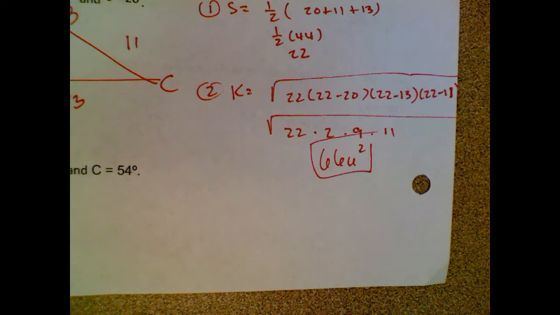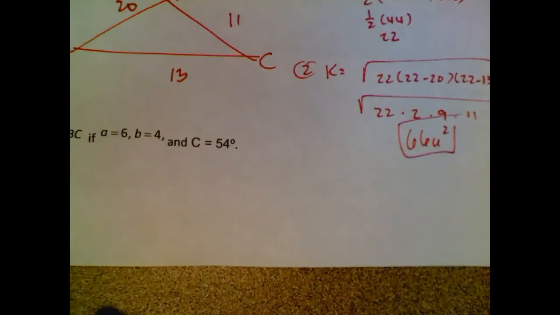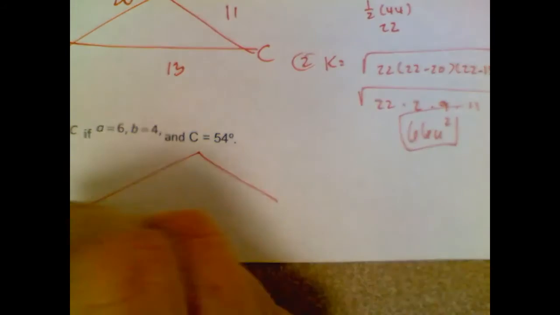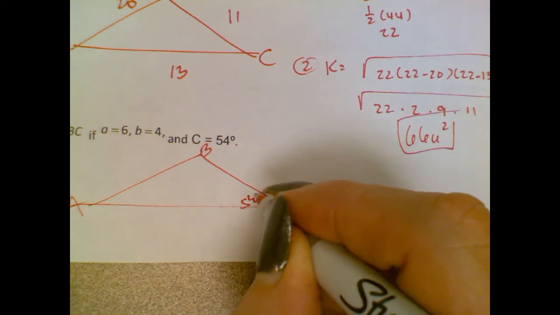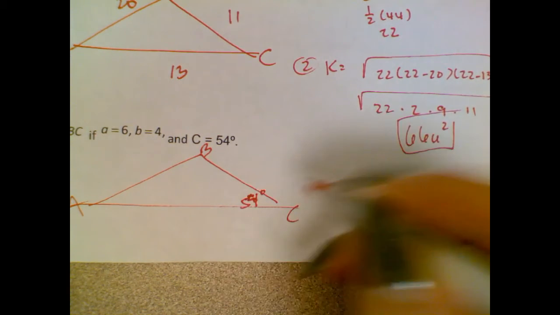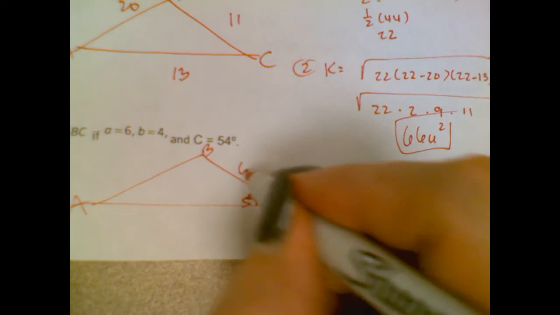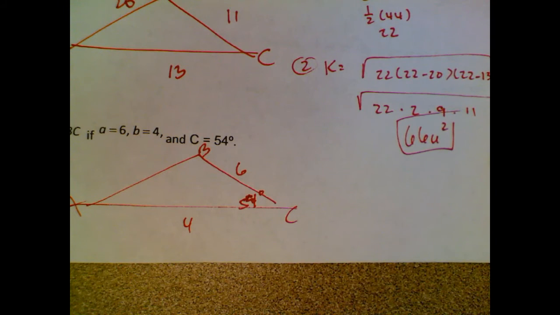Last triangle, ABC. See, it's 54. You should like this. Look, I dressed for the occasion.